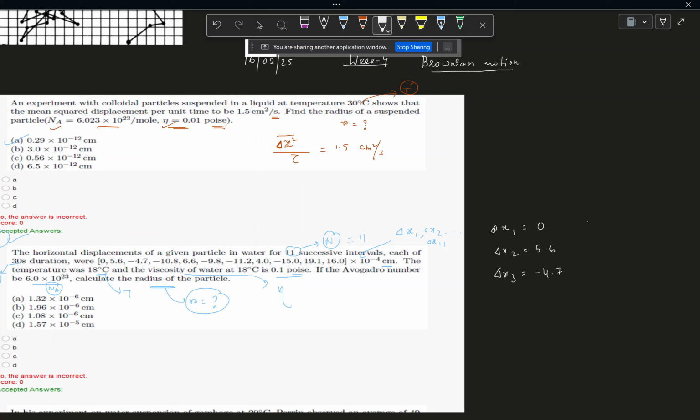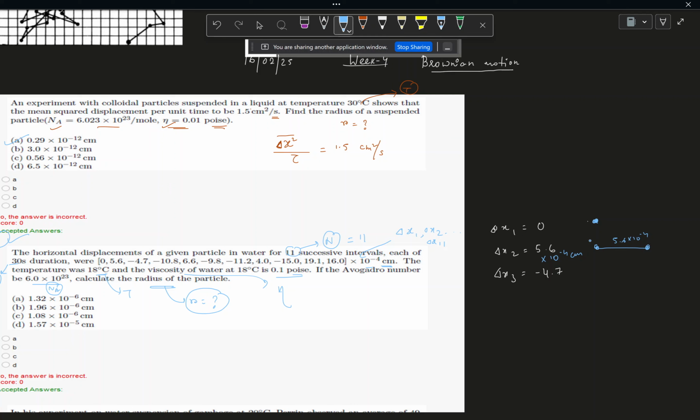Let's draw it pictorially. Let's say this is our initial position, and after the tau interval it has not moved because the displacement is 0. Then after this it has moved in the positive x-axis by a value of 5.6 into 10 to the power minus 4 centimeter.